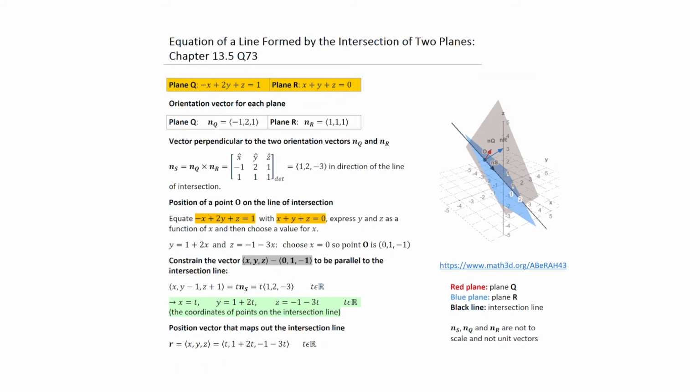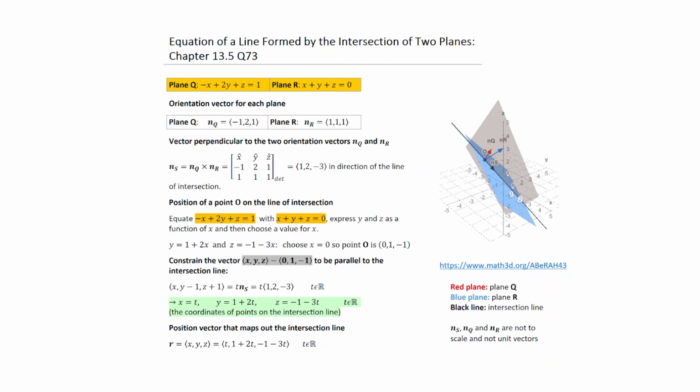Okay, so the next thing is to look at the equation of a line formed by the intersection of two planes. So if you intersect two planes, you'll always end up with a line. And this is question 73 from chapter 13.5. So we're given two planes, plane Q and plane R, which is at the top of the page. We can establish the orientation vector for each plane. Again, you just pull off the prefix to the variables and you create the orientation vector for plane Q and the orientation vector for plane R.